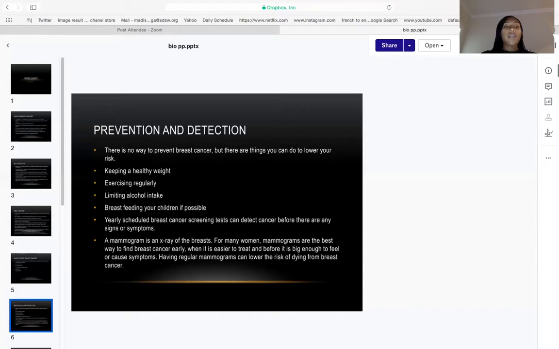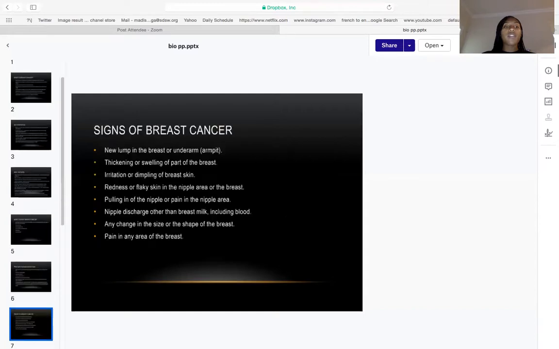A mammogram is an X-ray of the breast. For many women, mammograms are the best way to find breast cancer early, when it is easier to treat and before it is big enough to feel or cause symptoms. Having regular mammograms can lower the risk of dying from breast cancer.